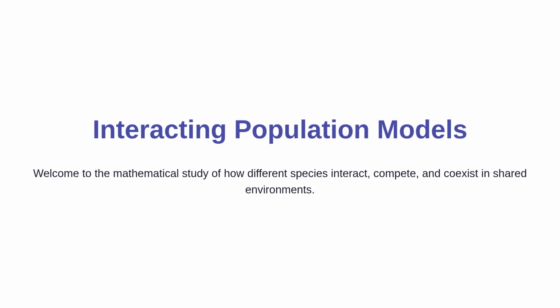Welcome to this lecture on ordinary differential equations. Today we are diving into interacting population models. Imagine a pond with two species of fish competing for the same algae. How do we predict if one will survive or if both can coexist?